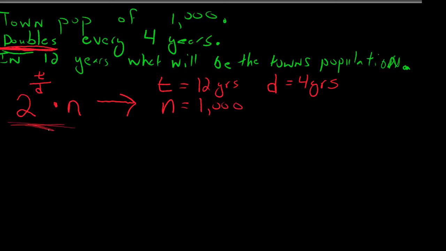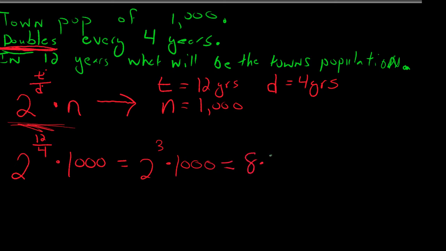So this will work for anything that doubles. If I see doubling, I have to take 2 to some power. And that power is the time period I'm counting out towards divided by the doubling time. So if I plug in the numbers, I have 2 to the 12 divided by 4, times 1,000. 12 divided by 4 is 3. And 2 to the third is 8. So there'll be 8,000 people in this town in 12 years.